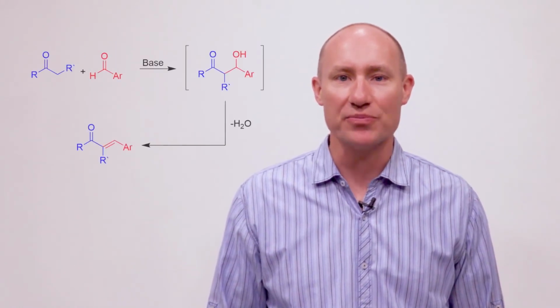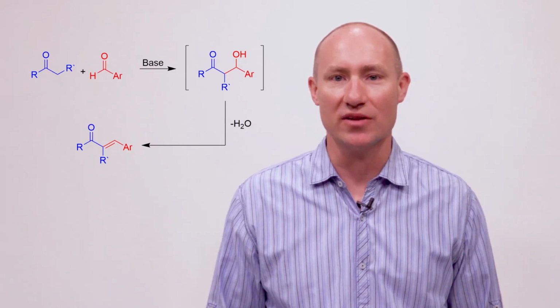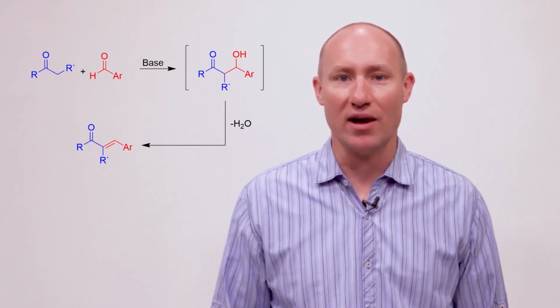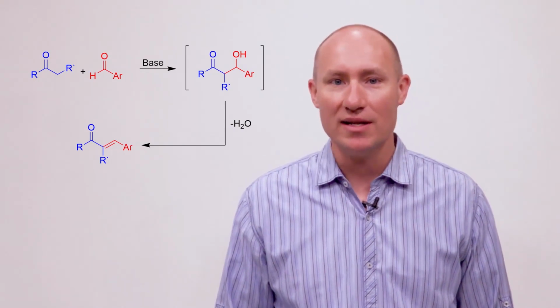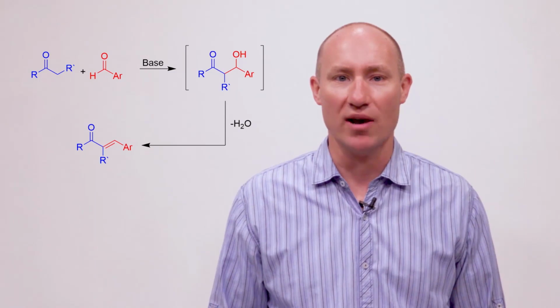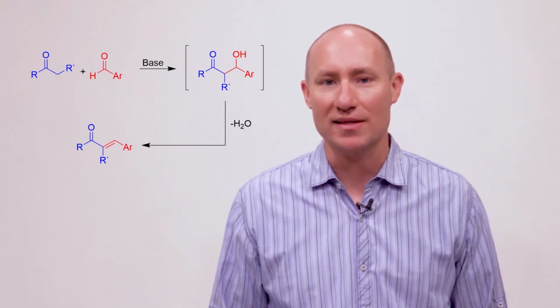The Claisen-Schmidt condensation reaction is an age-old reaction, first being reported by Claisen and Schmidt concurrently in 1881. It involves base-assisted enolate addition of a ketone or aldehyde, shown in blue, into an aromatic aldehyde, shown in red. Initially, the addition of the enolate results in the formation of an alcohol, as shown in the brackets.